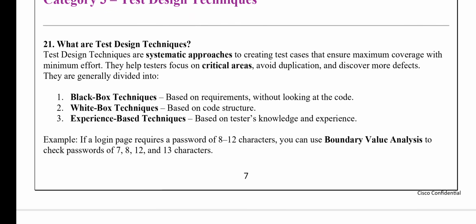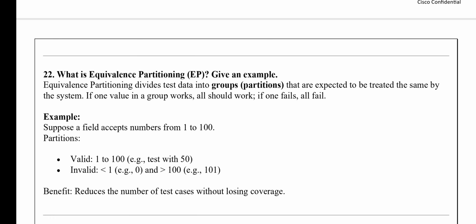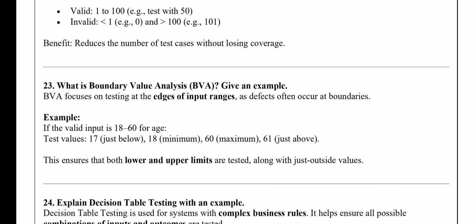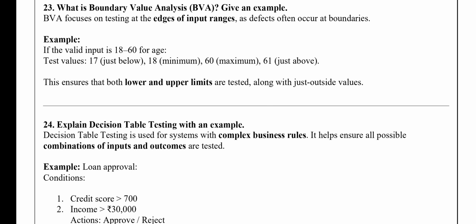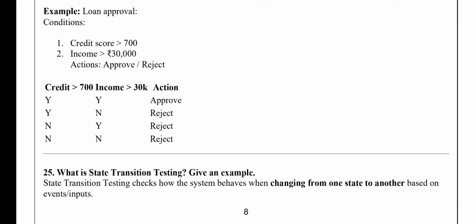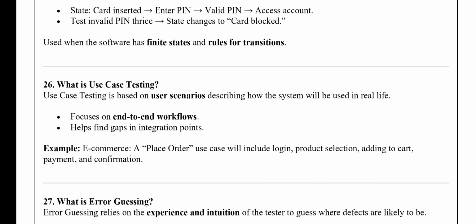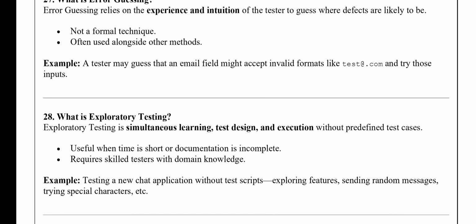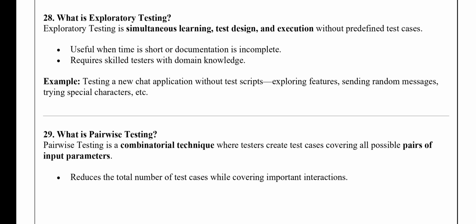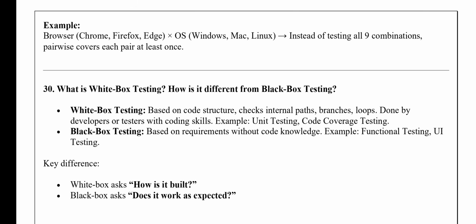Okay, so in category 3 we have discussed the test design techniques under manual testing. So what are the test design techniques, what is equivalence partitioning, give an example. Similarly, what is boundary value analysis, can you explain decision table testing with an example, what is state transition testing, what is use case testing, what is error guessing, what is exploratory testing, what is pairwise testing, what is white box testing and how is it different from black box testing.